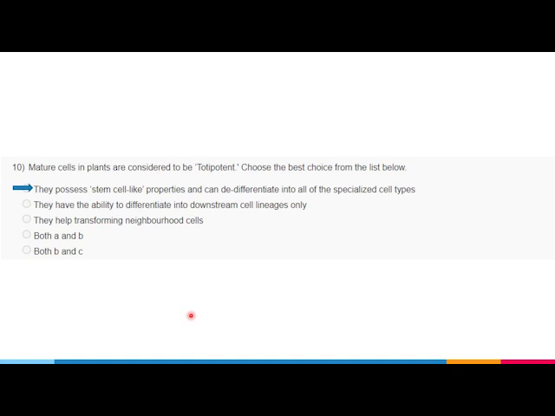So the correct option is they possess mature cells if plants are considered totipotent. This is because they possess stem cell like properties and can de-differentiate into all specialized cell types. So I would say that essentially the word should not be de-differentiate but re-differentiate. Like, but no, either or will. Is it re-differentiate? Excellent question.